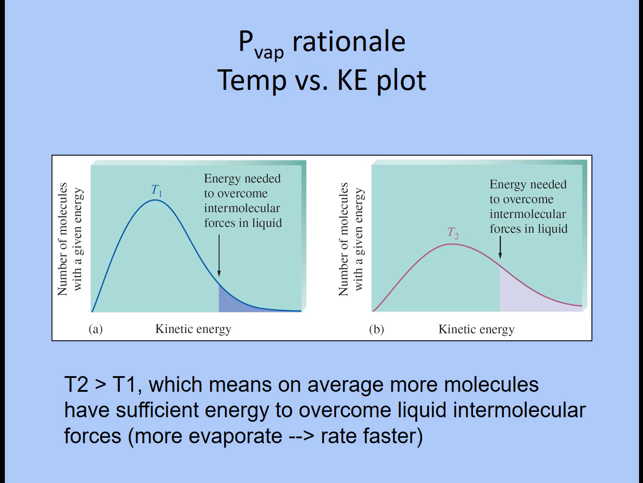If we look at this plot of molecules that are going faster and molecules that are going slower, and an average of it is reflected in the temperature, we see that in the first diagram, at a certain temperature, you're going to have some molecules that are moving fast enough that they can escape the liquid if they're at the surface. But as I increase the temperature, so T2 would be a higher temperature than T1, more molecules are able to escape. So that's why when you heat a liquid, the vapor pressure increases.